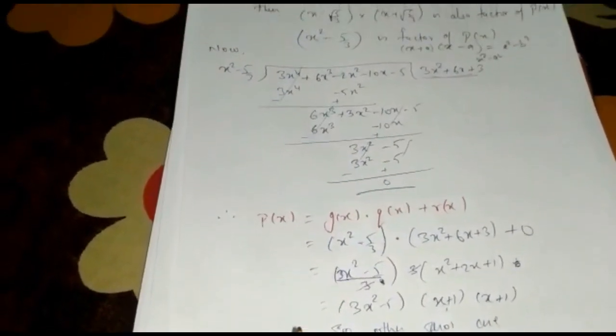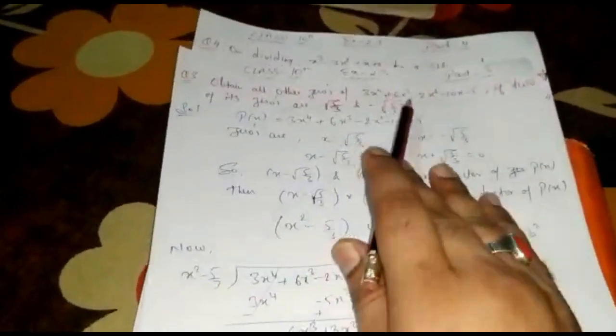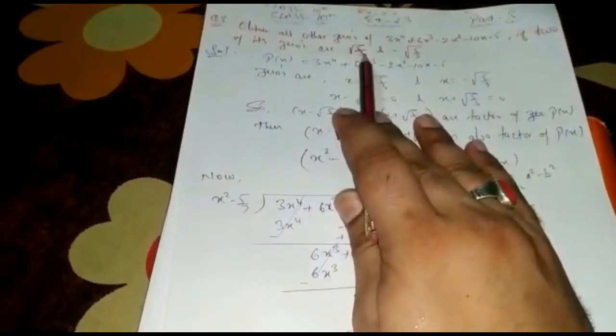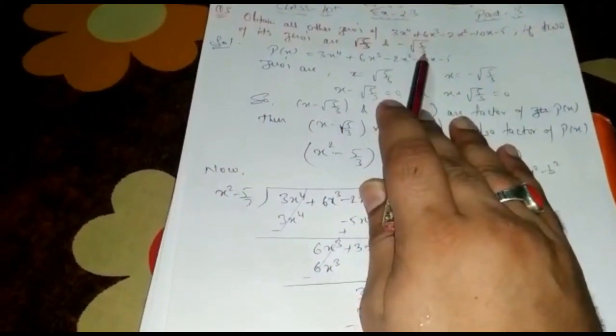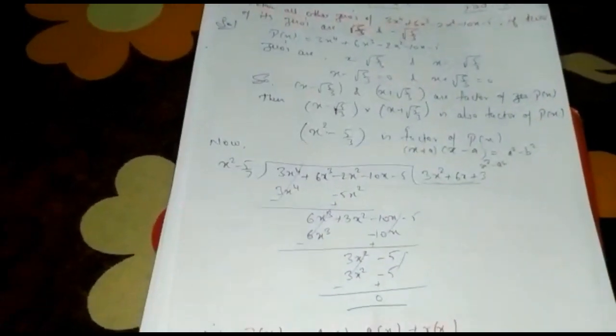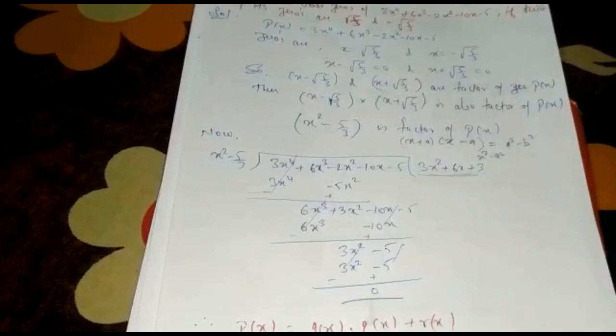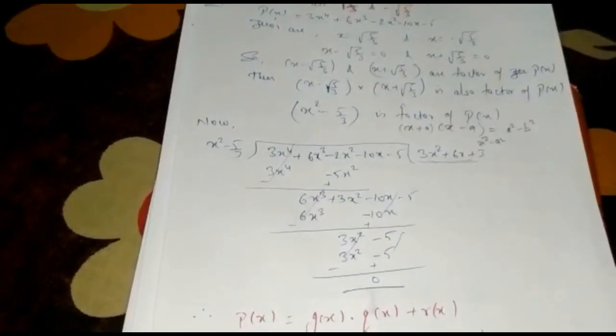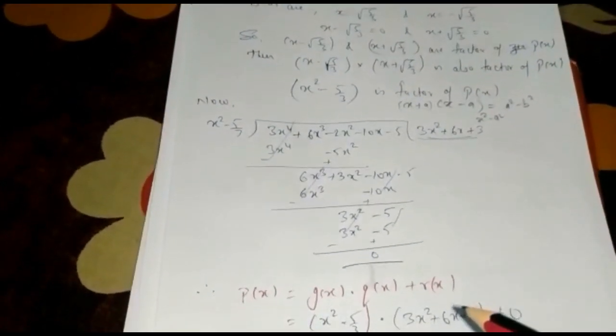more zeros are given in the question, that is root 5 by 3 and minus root 5 by 3. So this is the method to obtain zeros of a polynomial if 2 of its zeros are given. So hope you understand the concept.